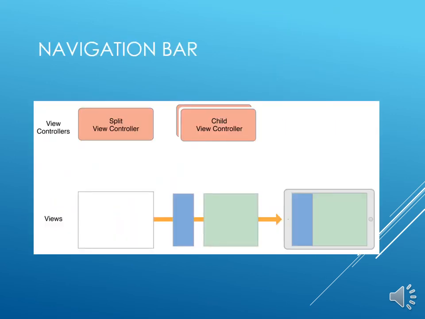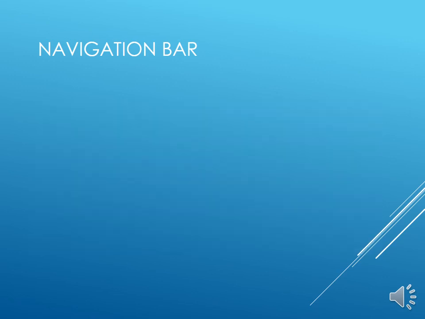So this is the example of a navigation bar, view controller, split view controller, child view controller, and this is the example of our split view. This is view 1 and this is view 2. So this is it for today's lecture. We have discussed different views: container view, view controller, navigation bar, split view and tab view. So we can choose different types of views according to the requirements of our applications.